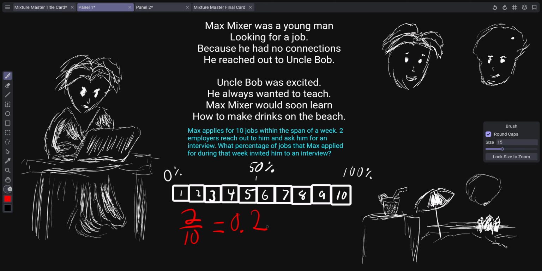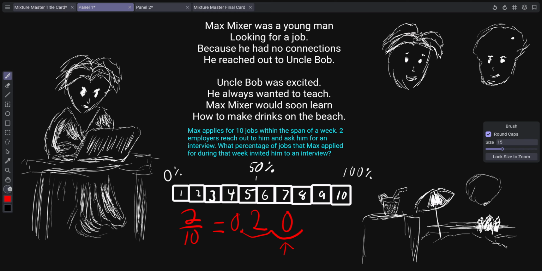So you get 0.2, and then to convert this to a percentage, what you want to do is move the decimal place 2 points to the right. So I would do 1 point, and then I do a second point here. But there's no digit here where this second point is. So what you want to do is drop in a 0.